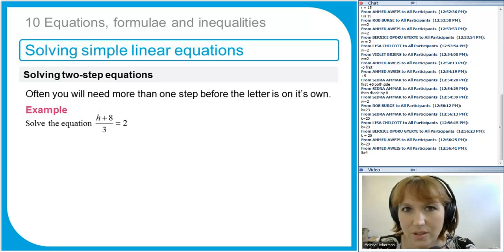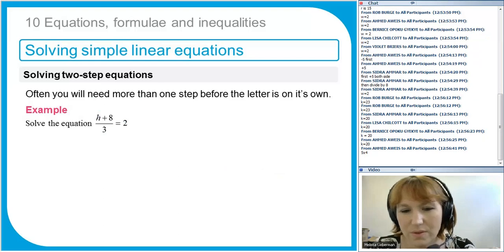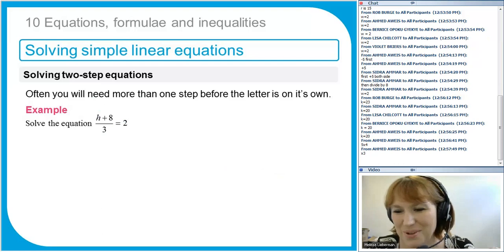How do I get rid of the divide by 3? How do I undo divide by 3? What shall I do to both sides first? Answers in the chat box, please.